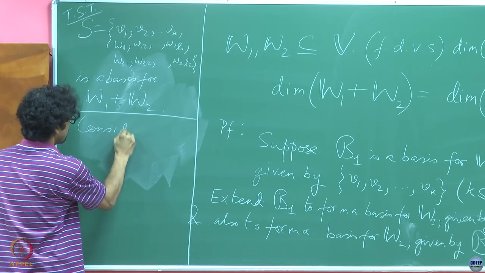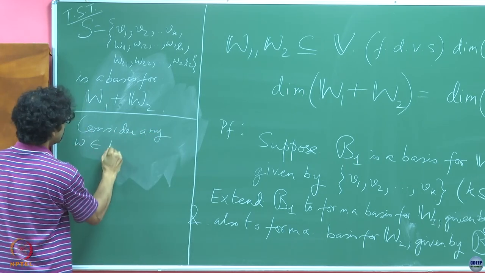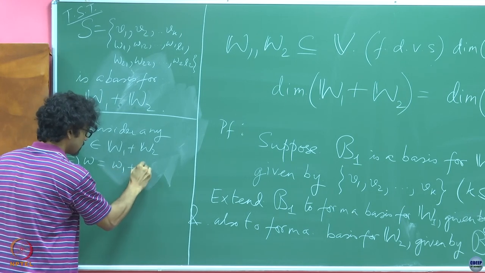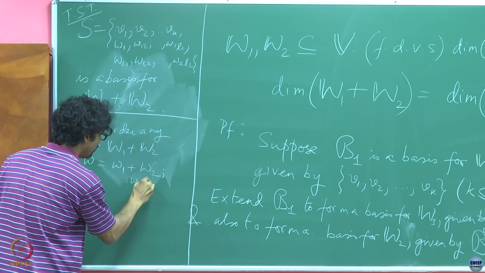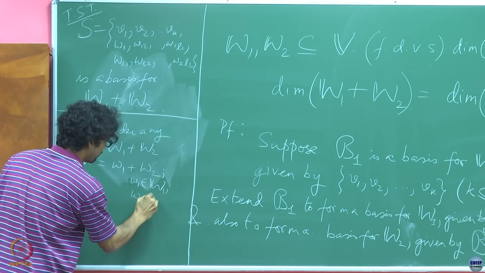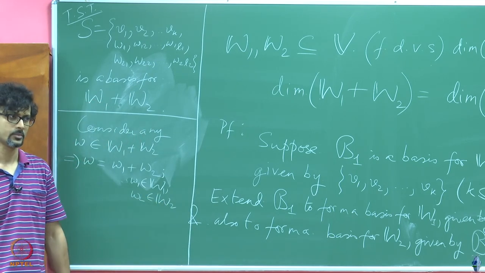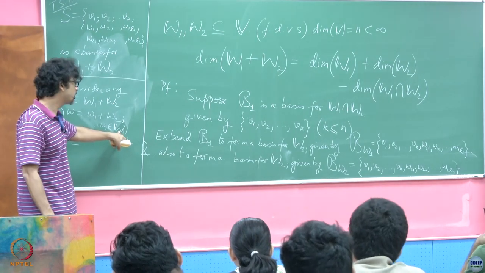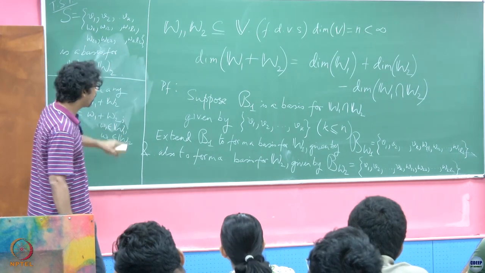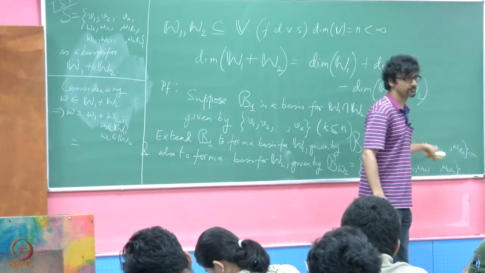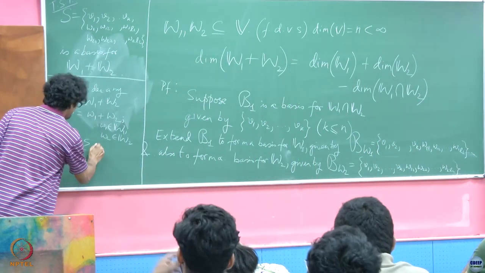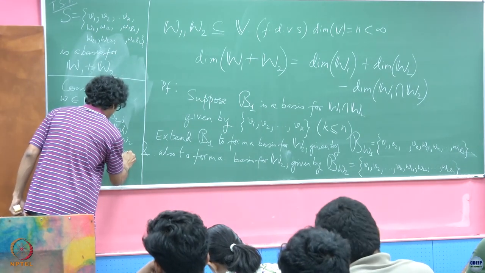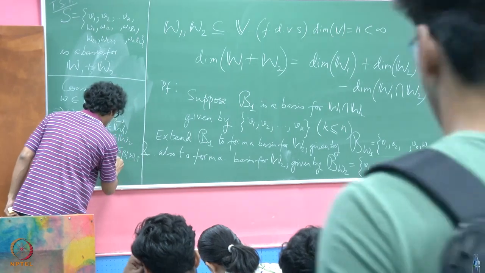So consider any w belonging to W1 plus W2 implies w can be written as small w1 plus small w2 with w1 coming from the subspace W1 and w2 coming from the subspace W2. Yeah, that is a defining property of the sum of subspaces. So this means this w1, if it belongs to the subspace, it can be written as a linear combination of all the vectors that constitute the basis for W1, right? So this can be written as summation alpha i vi, i going from 1 through k, plus summation beta i w1i, i going from 1 through l1.